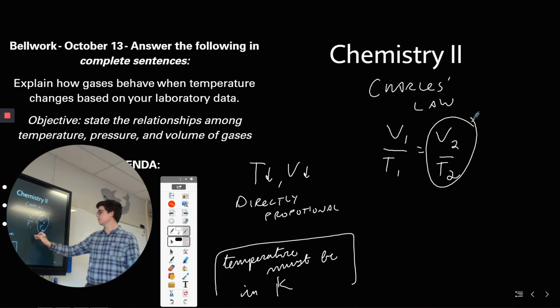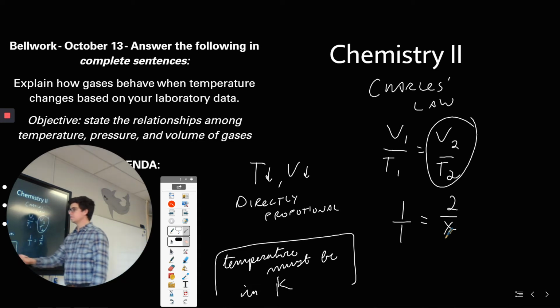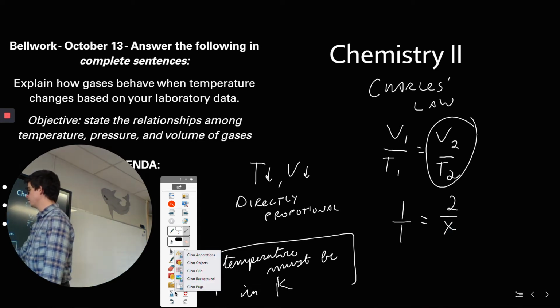For instance, if we just had something like 1 over 1 equals 2 over x, of course the x would have to be 2 also for them to stay equal. This is just without units, but you can see how the proportionality works.